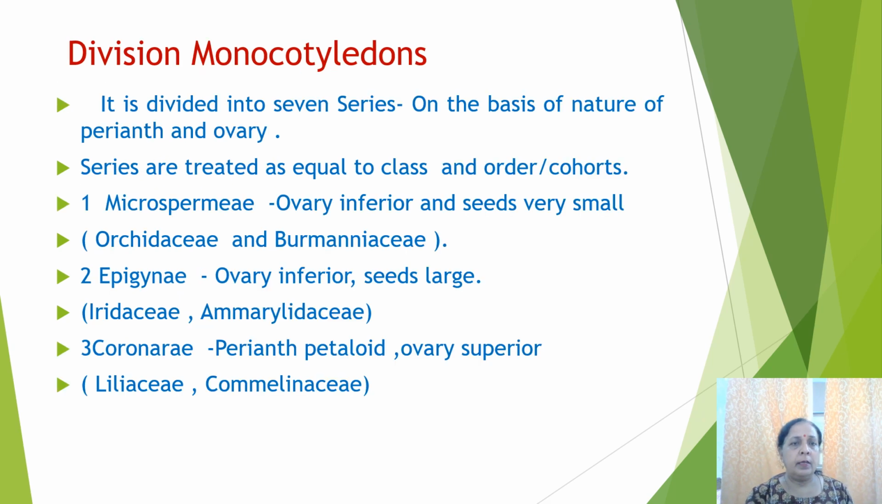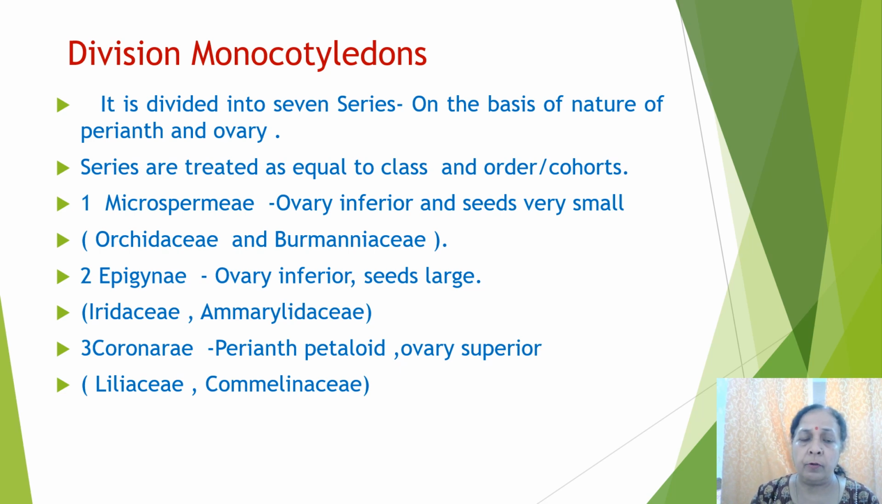Now the third division is monocotyledons, and monocotyledons are placed after dicots and gymnosperms. It is divided into 7 series on the basis of nature of perianth and ovary. Series are treated as equal to the class and the order. Monocots are not classified in classes, but monocots are classified in series, and series are equally treated as the order.